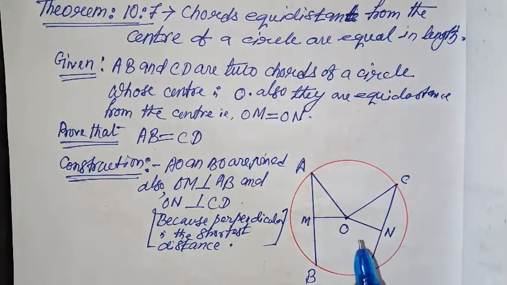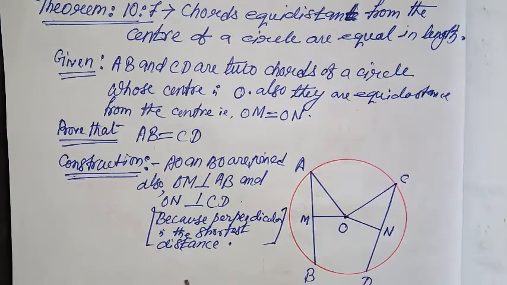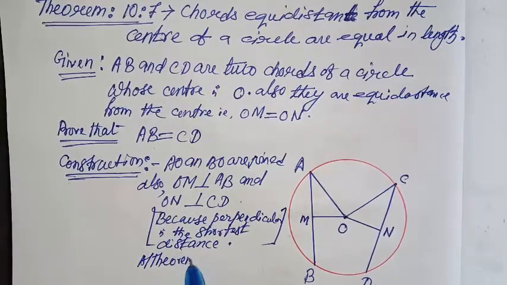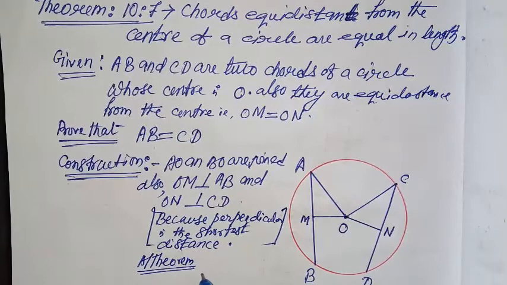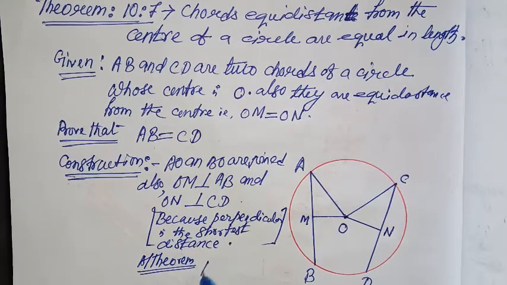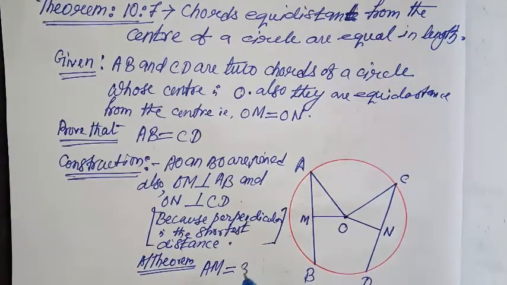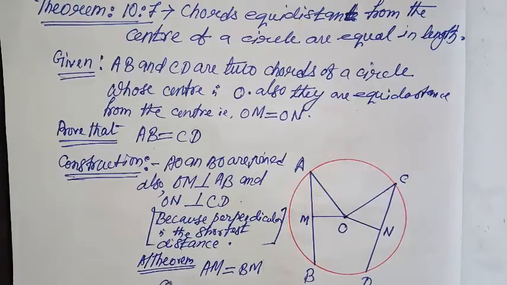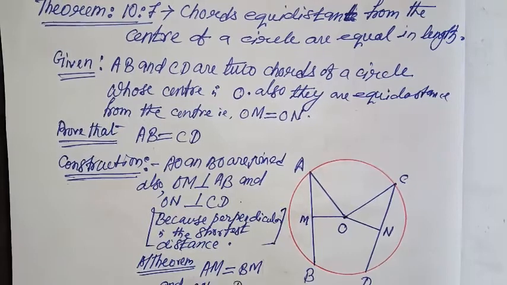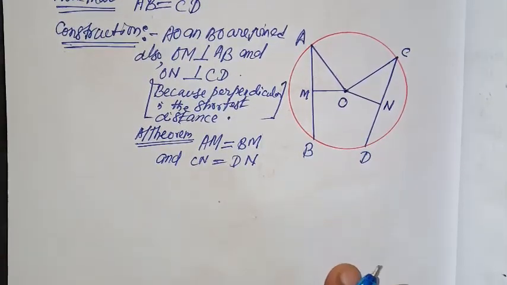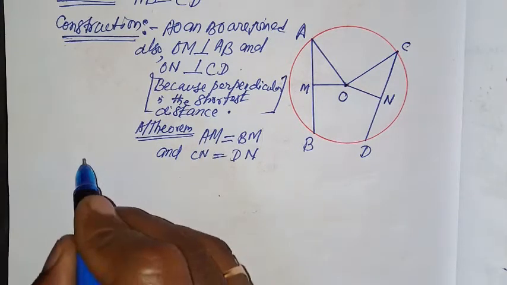Okay, and when we take perpendicular, then according to theorem, we are getting chord divided into two equal halves. AM equals to BM and CN equals to DN. Okay. Now what to do? Do the proof now.